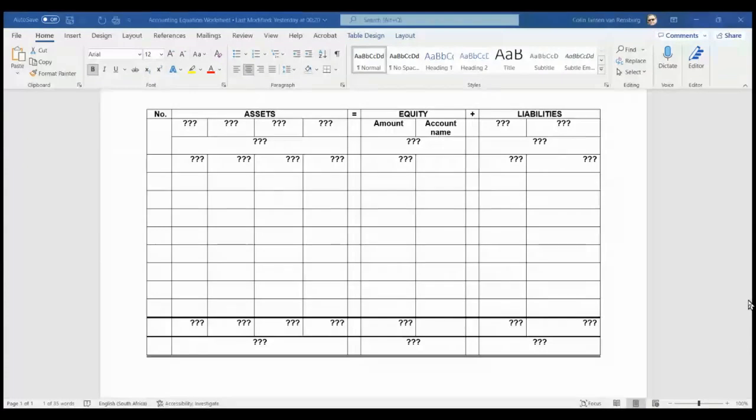So let's pause there. Any questions on this accounting equation worksheet? You are welcome to ask. No questions? Then I'm very happy. I would have been happy if you asked questions as well. Don't get me wrong. I'm happy either way. But if there are no questions, then it looks like everything is clear so far.